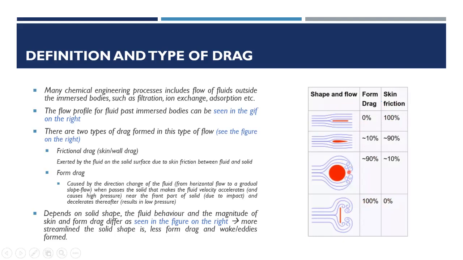As you can see here, when it has higher form drag, it will have eddies. Higher form drag means higher formation of eddies or wake. But the more streamlined it is, there will be no wake or eddies, only skin friction governing the fluid flow. However, for blunt objects, there will be a very high form drag but no skin friction.